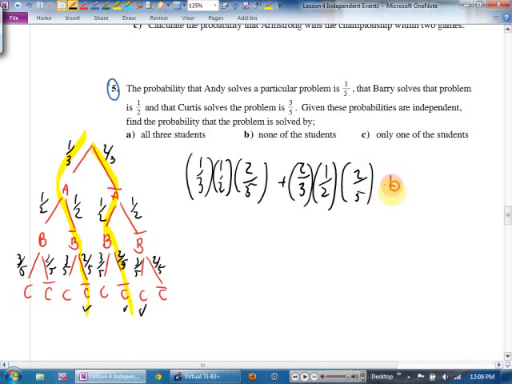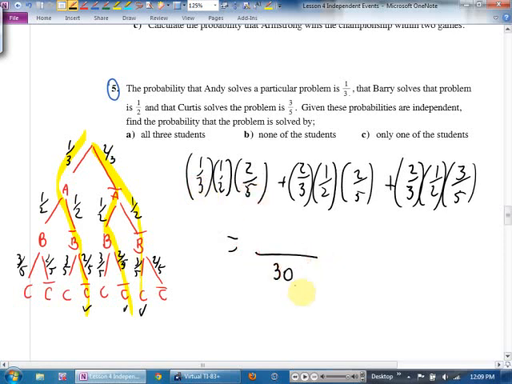Or 2/3, 1/2, 3/5. Now, you can pull out your graphing calculator if you need to. I think all of these is going to be over 6 times 5. All of these fractions are going to be over 30. That's my common denominator. And it's going to be 2 plus 4 plus 6, which I think I can do in my head. 2 plus 4 is 6. Oh, 12 out of 30, which in lowest terms, divide by 6.